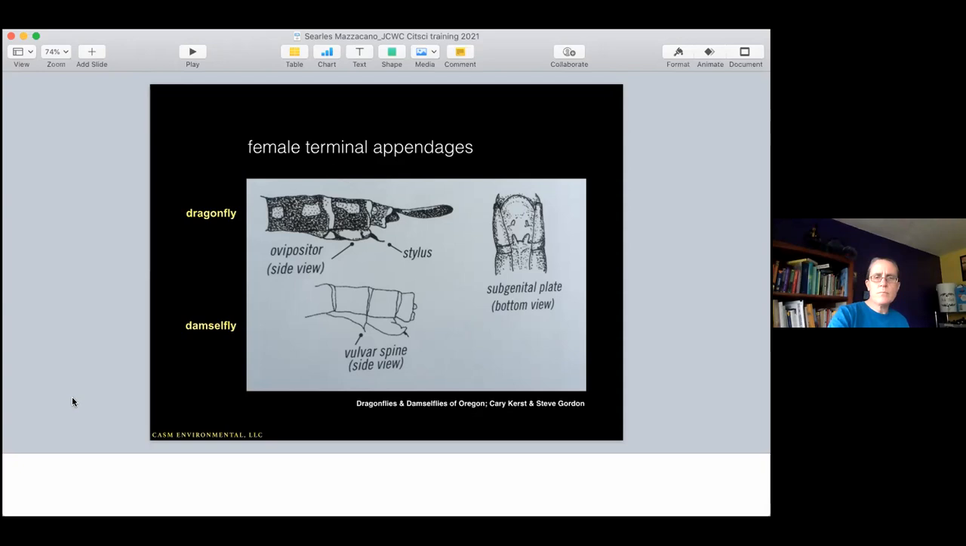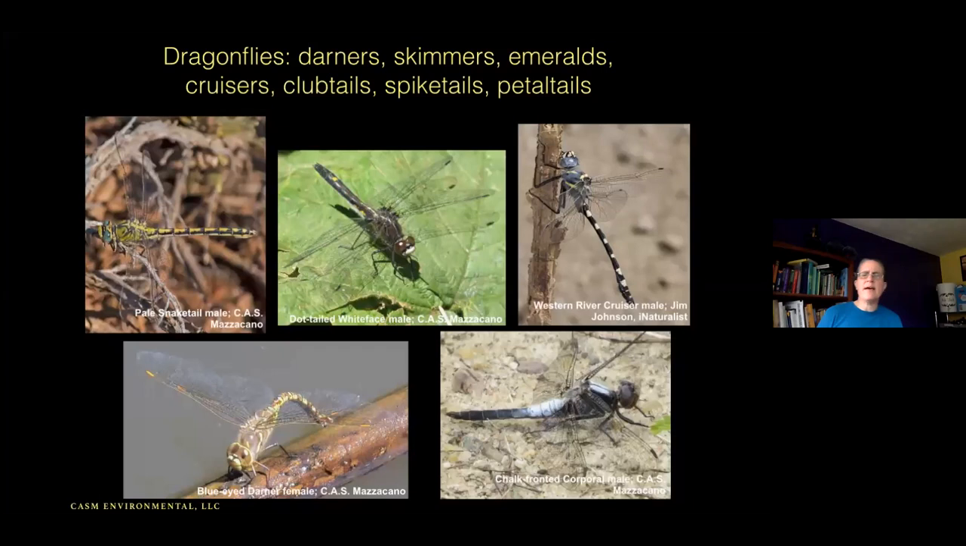All right, let me see if I can go back to the slideshow and have my photos show up. Yeah, sorry about that. That's a funky little thing that Zoom is doing to me.